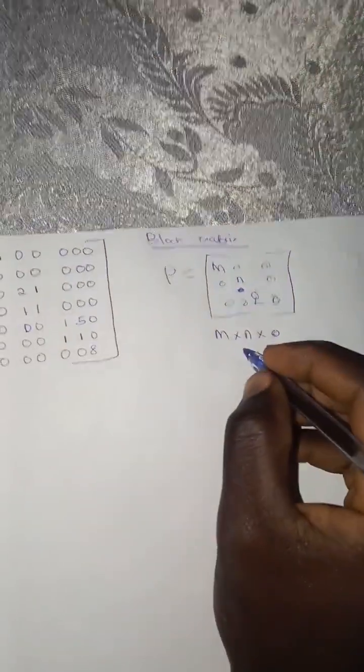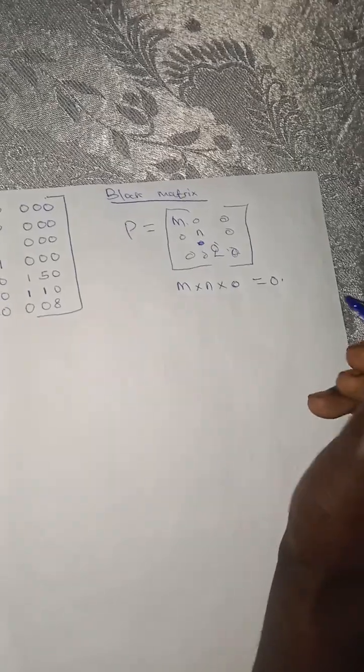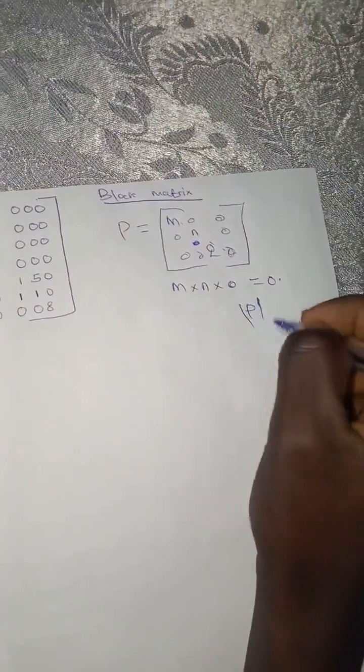For example, in this matrix, we can say the last block will be 0. The determinant of P, in this case, will be 0.